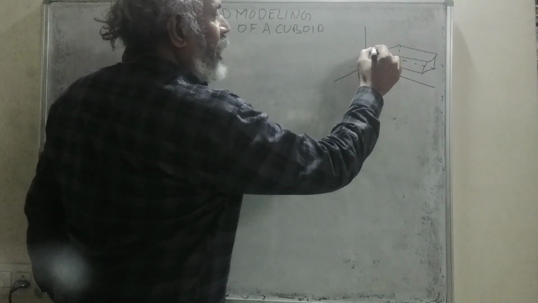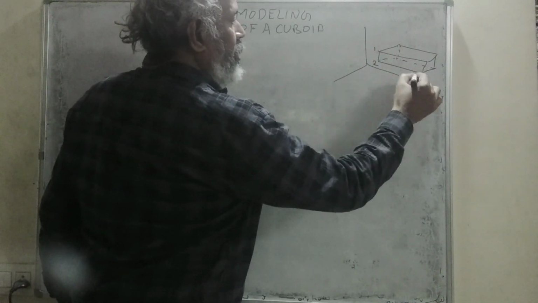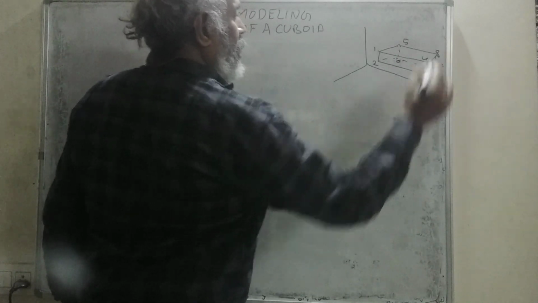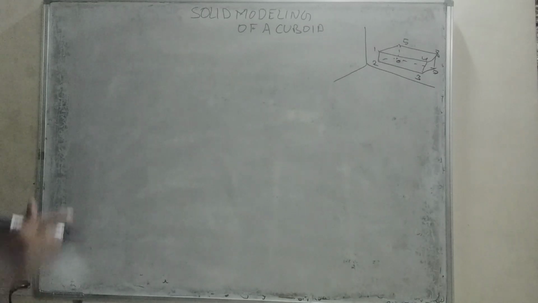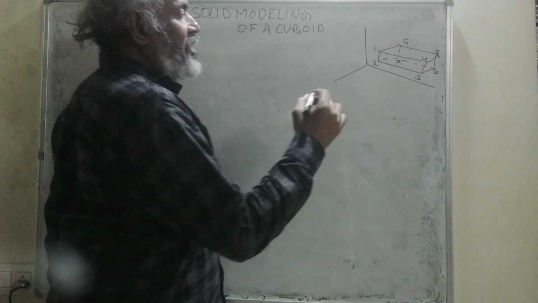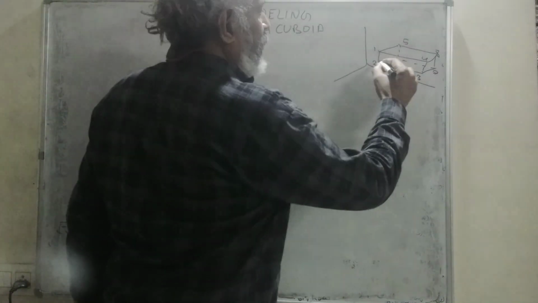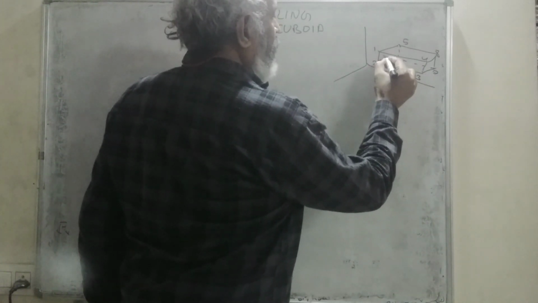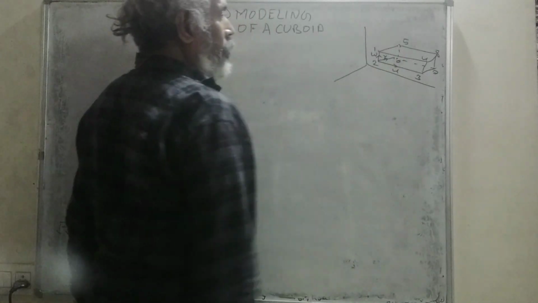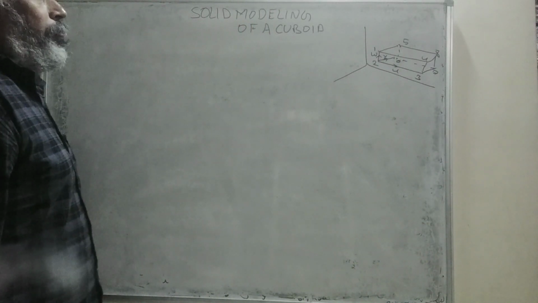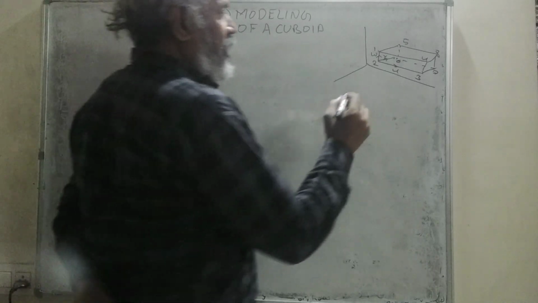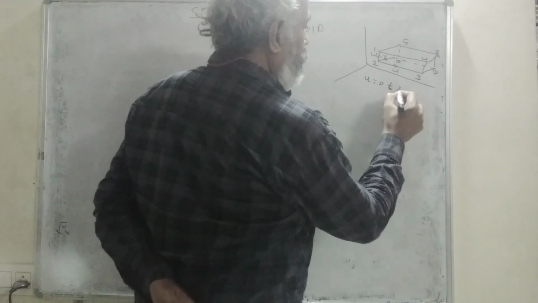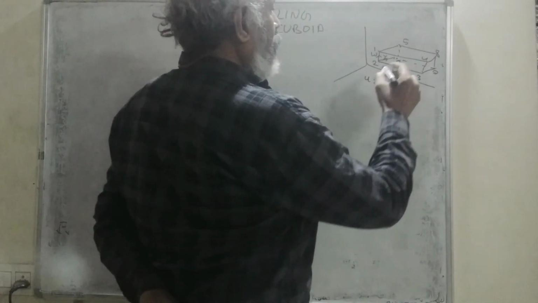So, this cuboid has 8 corners, 12 edges and 6 faces. So, this is U and this is V and this is W. Now, what you are trying to do is vary U from 0 to 1.